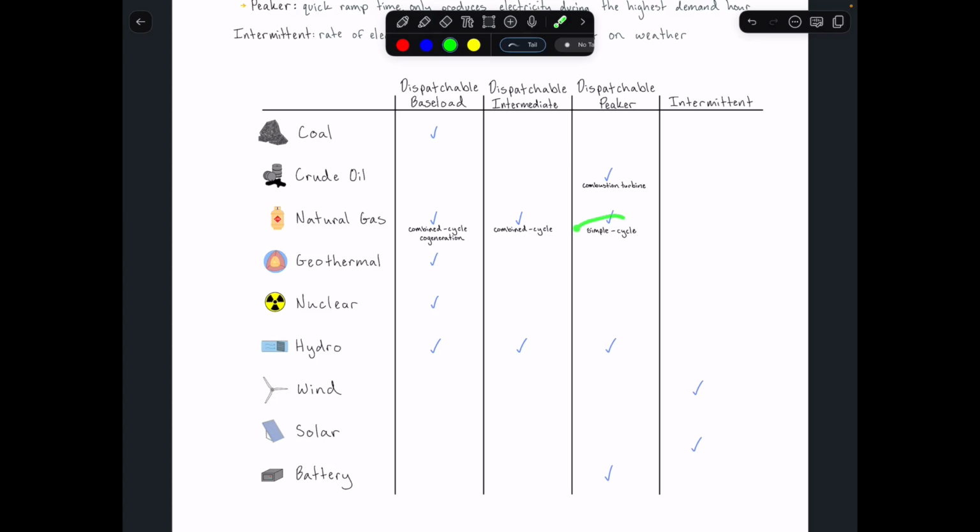And then the simple cycle natural gas power plants can ramp up and down their production of electricity very quickly, but they are less efficient and more expensive to run. So they're typically only run for an hour or 2 per day during those peak times.